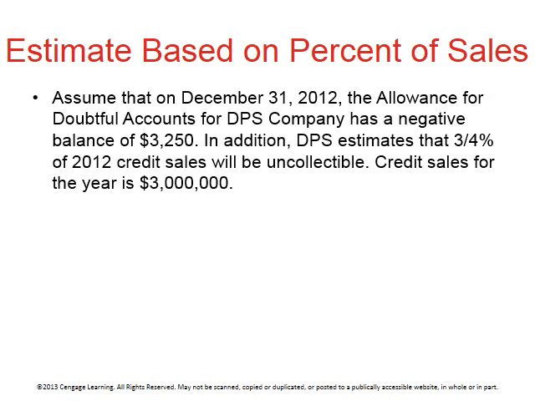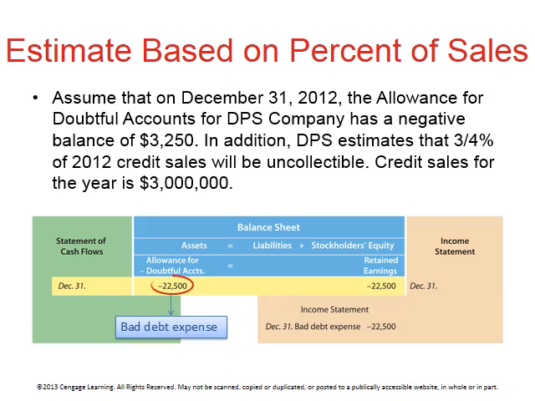So looking at percent of sales, here we see that December 31st, they have a negative balance of $3,250 in the allowance for doubtful accounts. They estimate that 0.75% of 2012 credit sales would be uncollectible, and credit sales was $3 million. So we take that 0.75% of $3 million, we get our allowance for doubtful accounts number, we plug it in, $22,500, and that's also our bad debt expense on the income statement for $22,500, and we know expenses reduce retained earnings on the balance sheet.